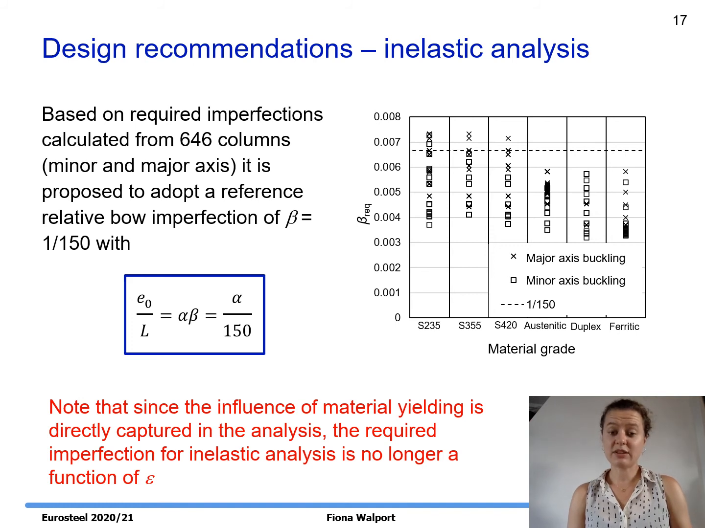The influence of material non-linearity is now directly accounted for in the analysis, and therefore the epsilon term is no longer required, while the imperfection factor alpha still accounts for the varying degree of residual stresses in the different cross-sections.